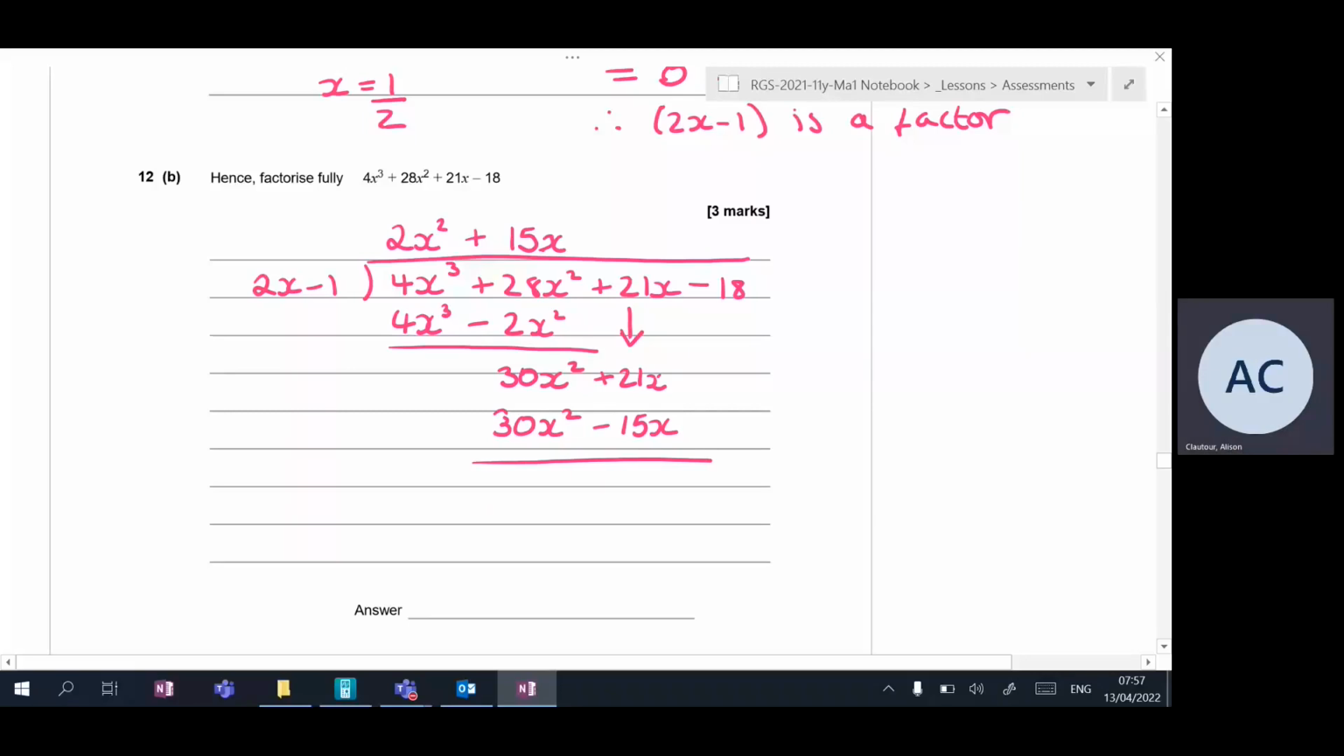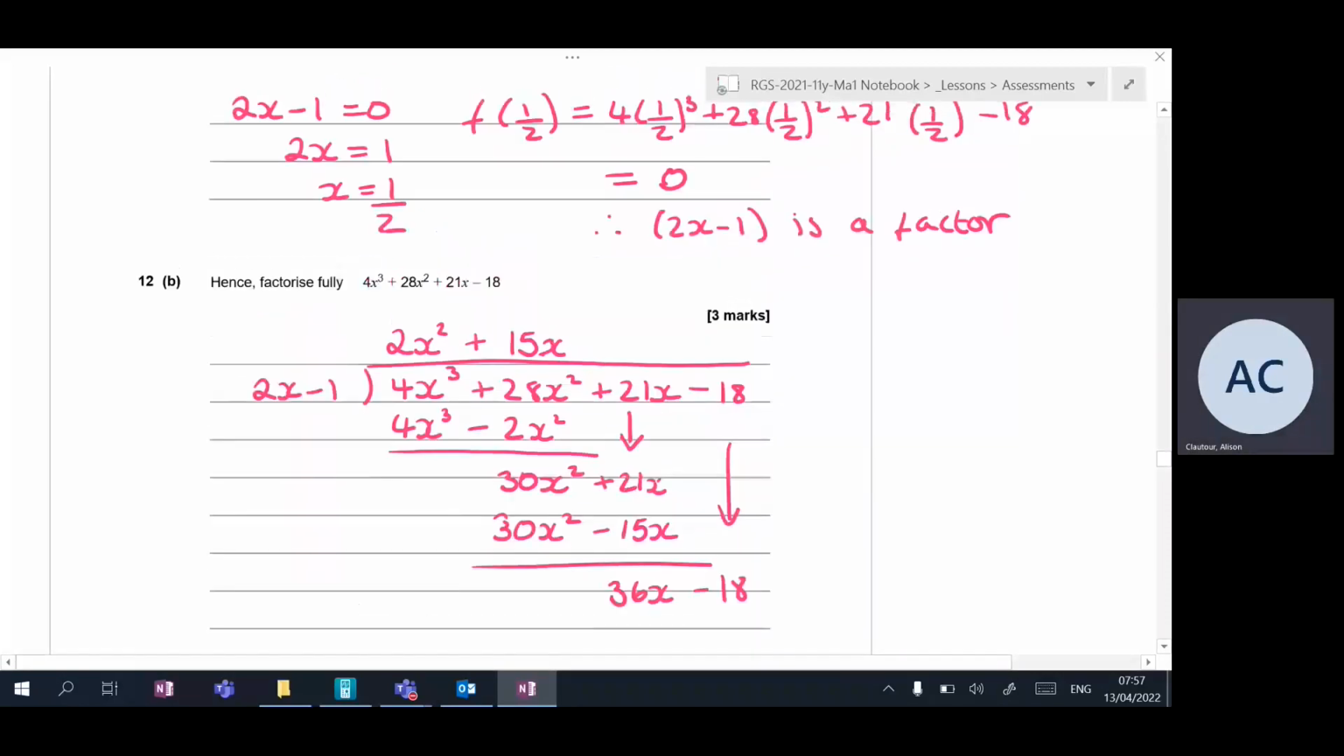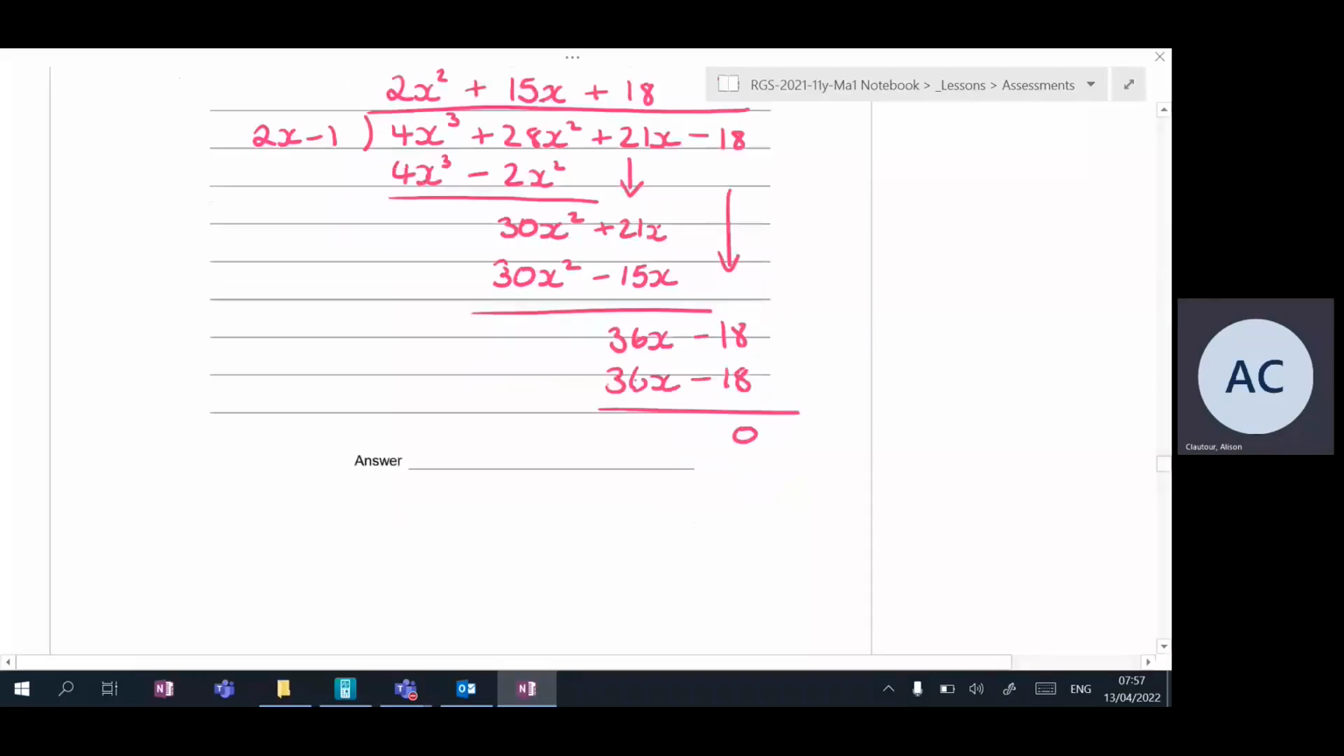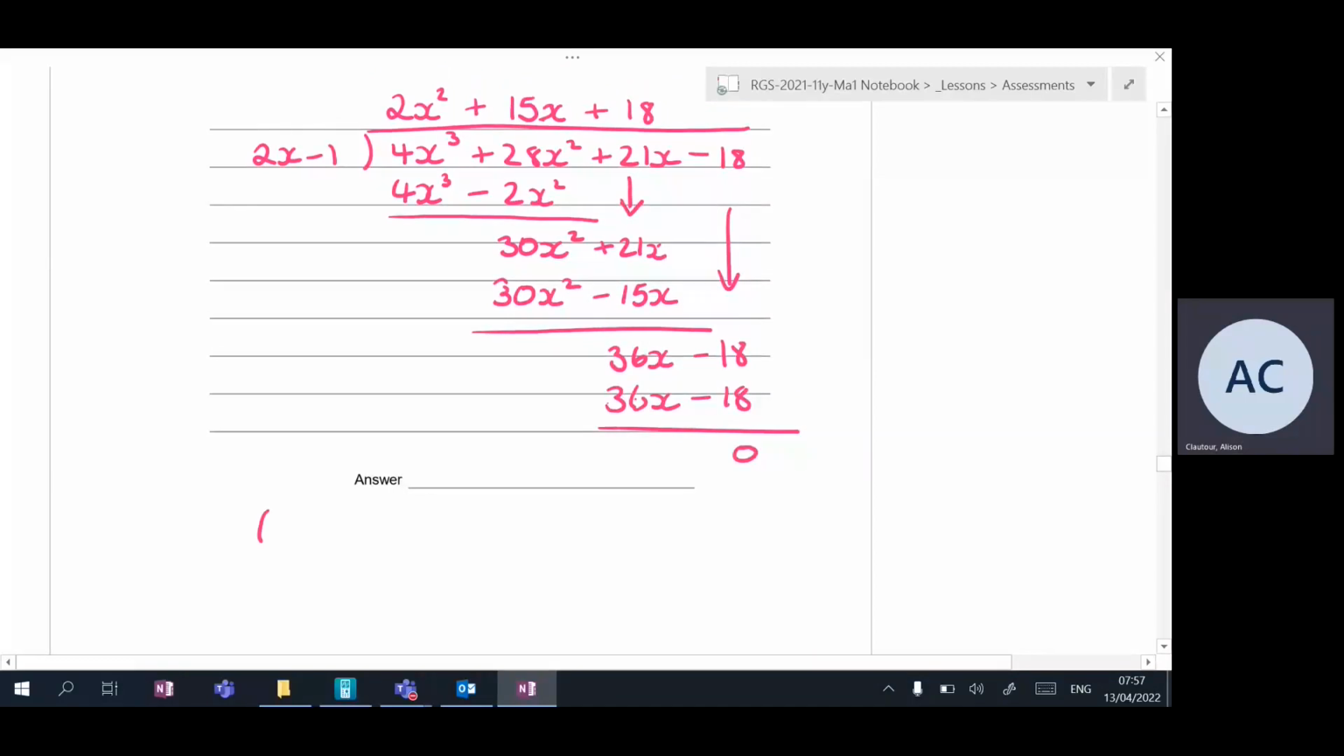And subtracting them, so 21x minus 15x gives me 36x. Can then bring down the minus 18. And now I'm saying how many times does 2x go into 36x? And the answer is 18. So if I multiply those, unsurprisingly, I get a remainder of 0. So I know if I multiply 2x minus 1 by my answer I just got, so 2x squared plus 15x plus 18, that's going to be the same as the expression.